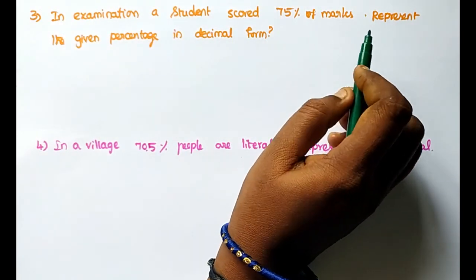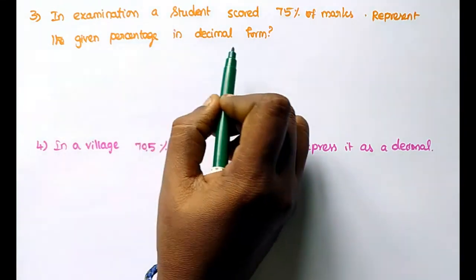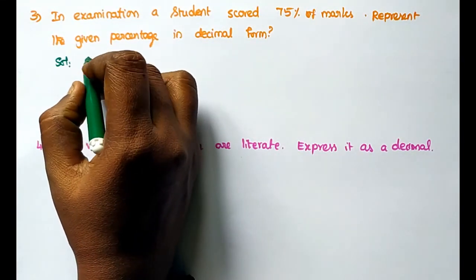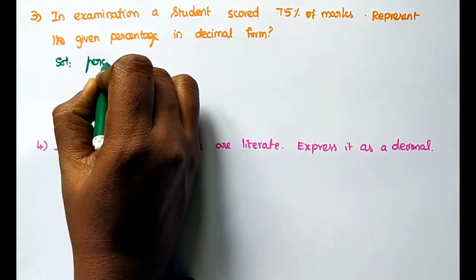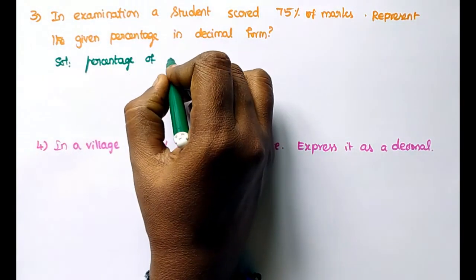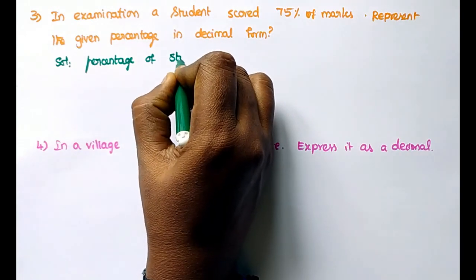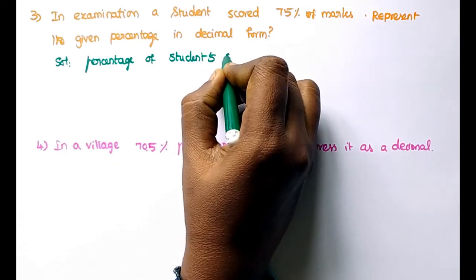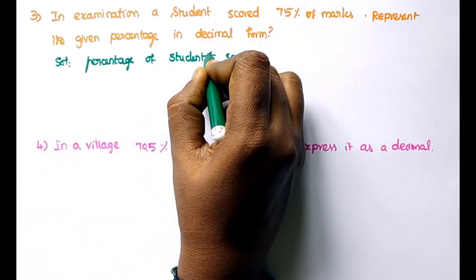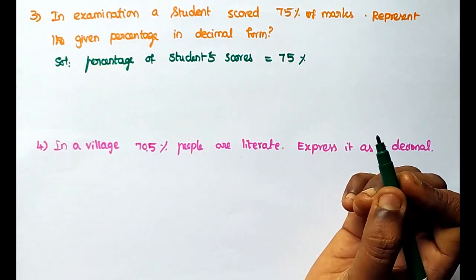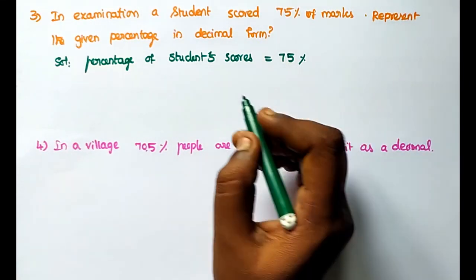Third sum, in an examination a student scored 75% of marks. Represent the given percentage in decimal form. Listen, percentage of student scores. That is 75%. How will you change it in decimal form?